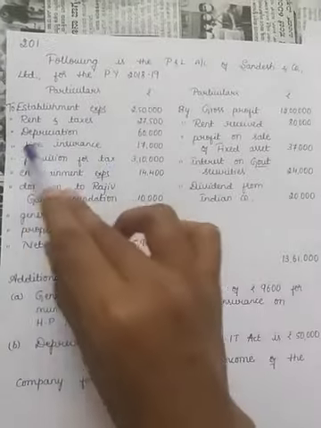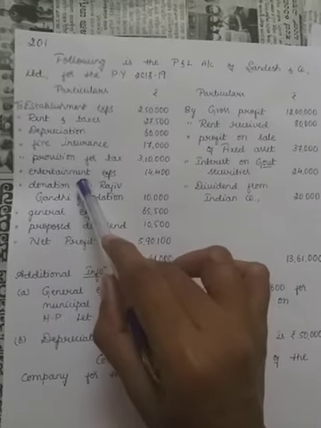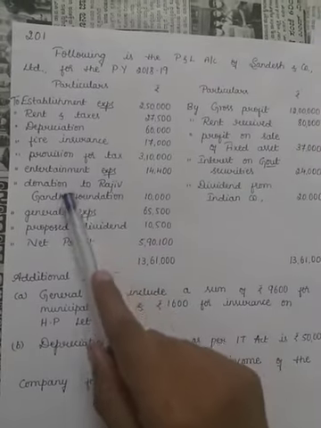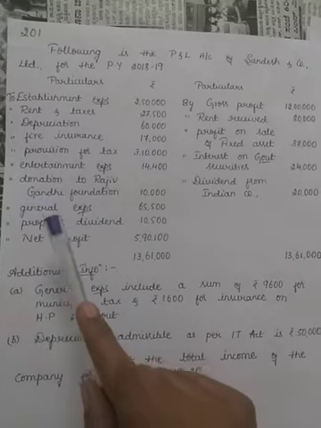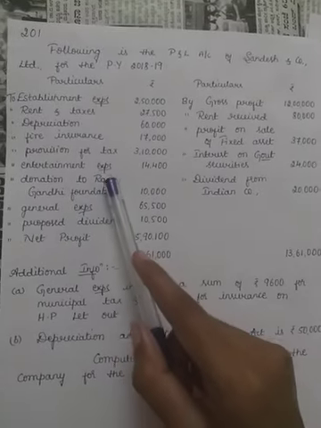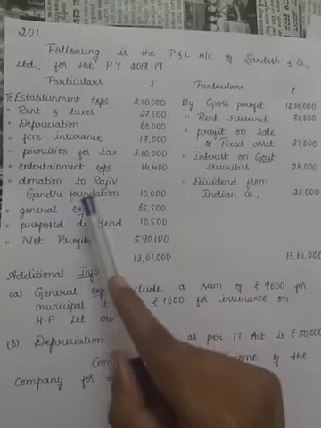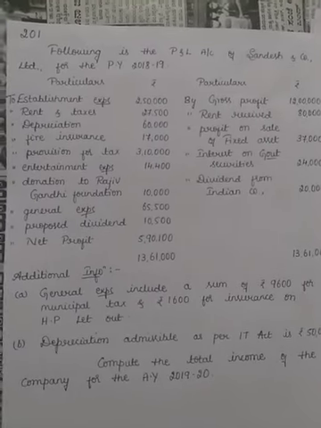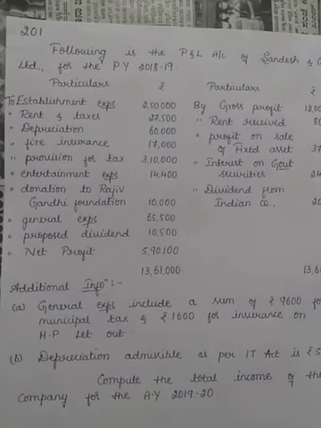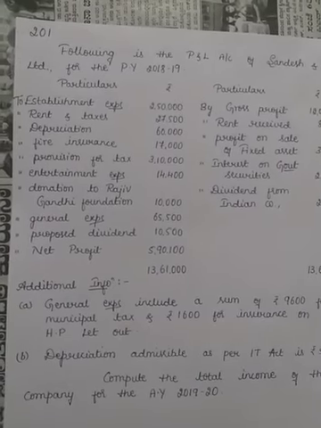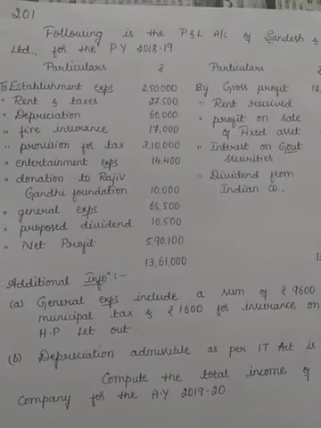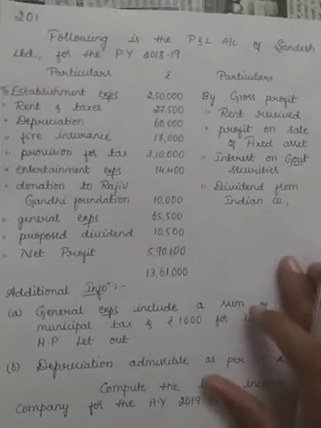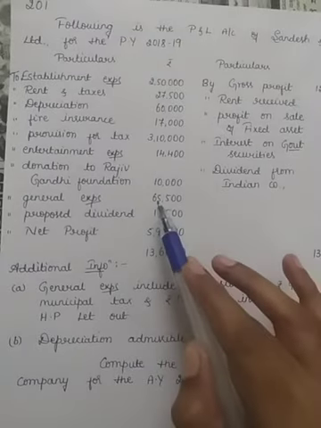Provision for tax, whatever the provision is, needs to be considered. Entertainment expenses are not necessary. Donation to Rajiv Gandhi Foundation: any donation is a personal expense and hence to be considered. This particular donation comes under 50% deduction, so after gross total income, while we deduct the donation, we will deduct only 50%. Proposed dividend, any dividend, is to be considered. General expenses, we will see in the additional information.